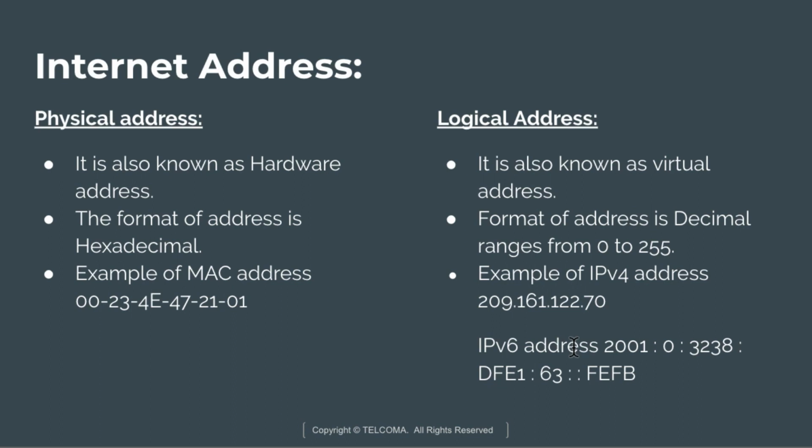And an IPv6 address looks like 2001:0:323:DFE1:63:FEFB. Physical MAC addresses are used by many different layer 2 devices such as Ethernet, token ring, and fiber channel. And logical IP addresses are used to identify the different computers and websites on the internet or the intranet. So this is the difference between the physical address and the logical address.